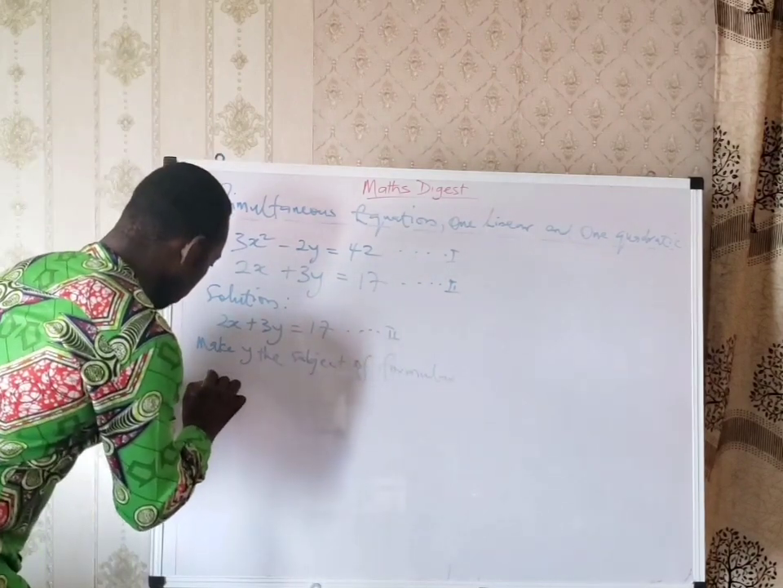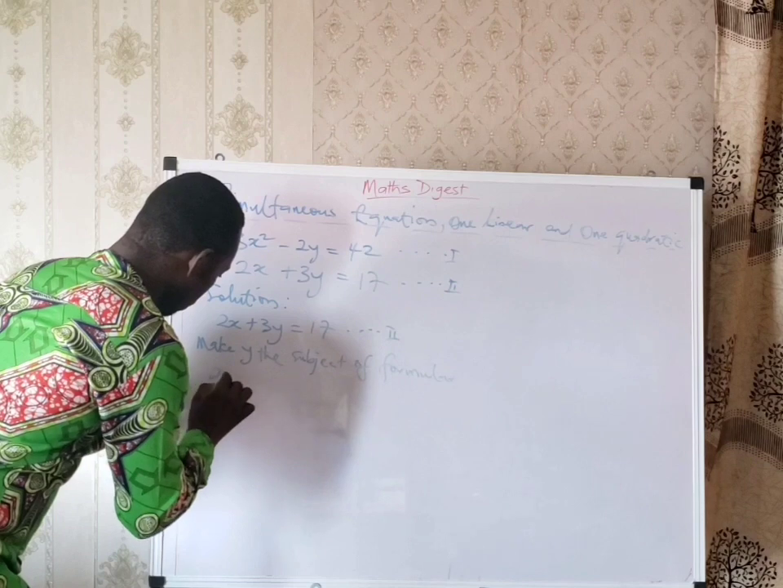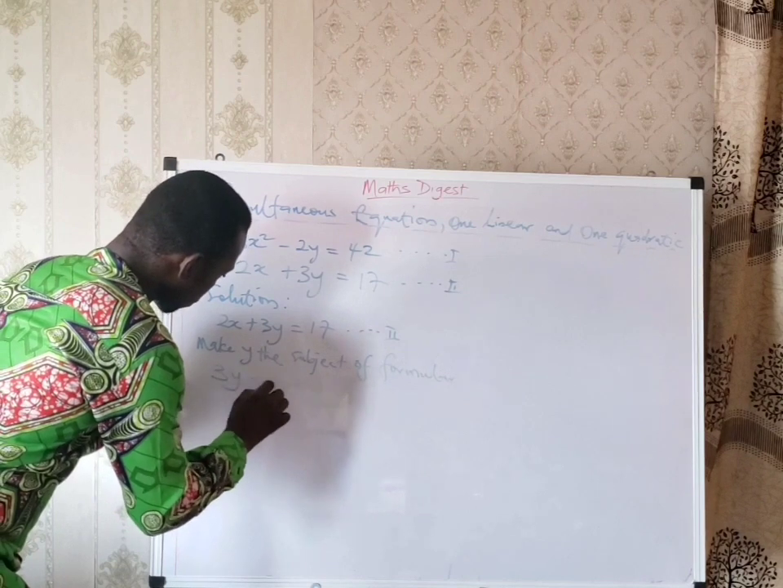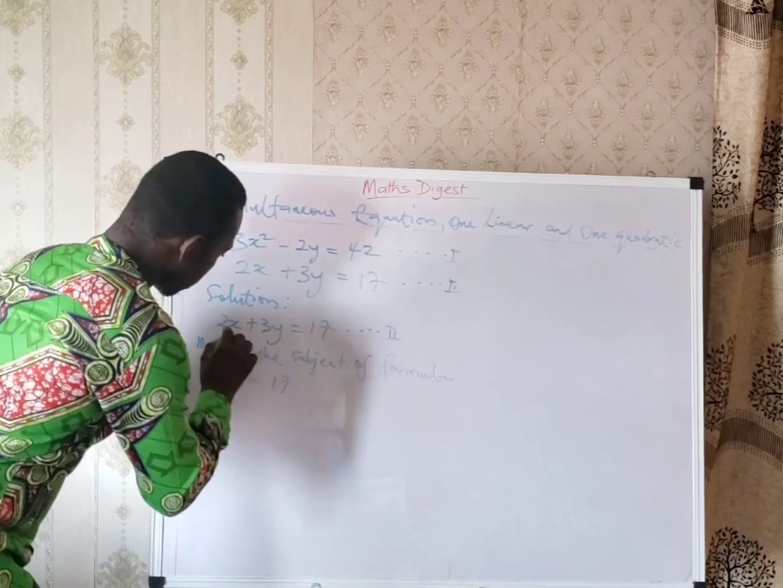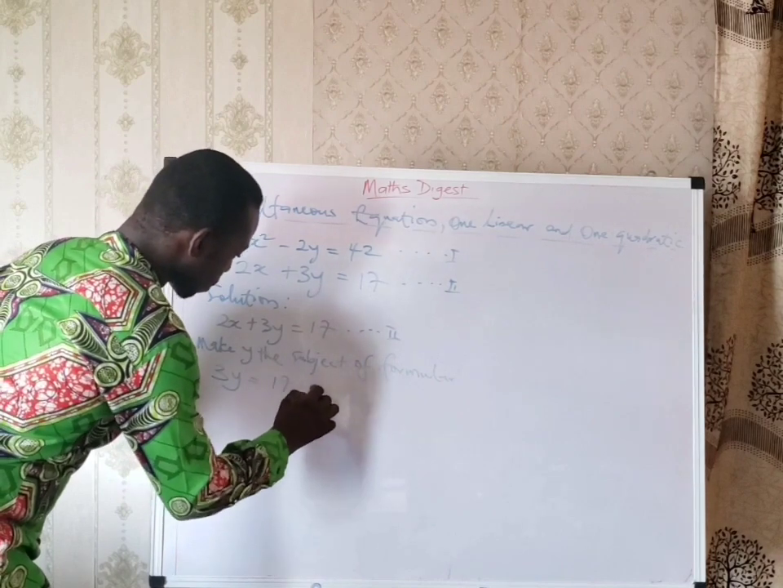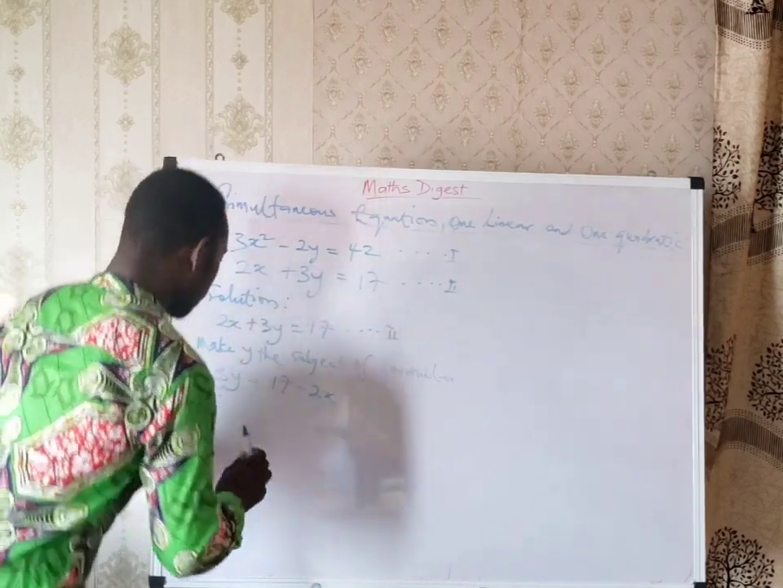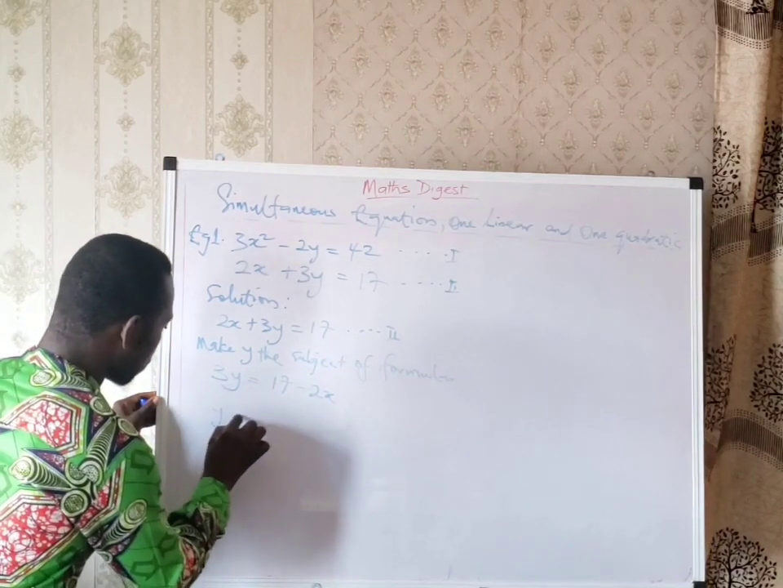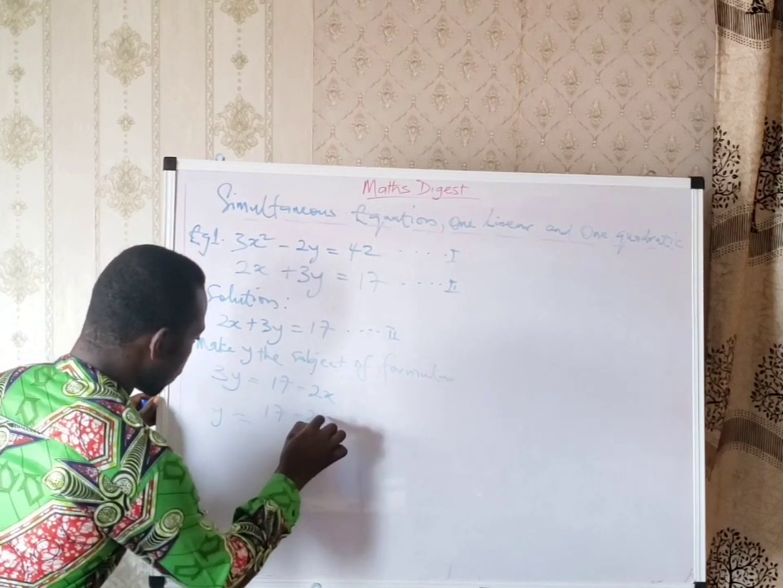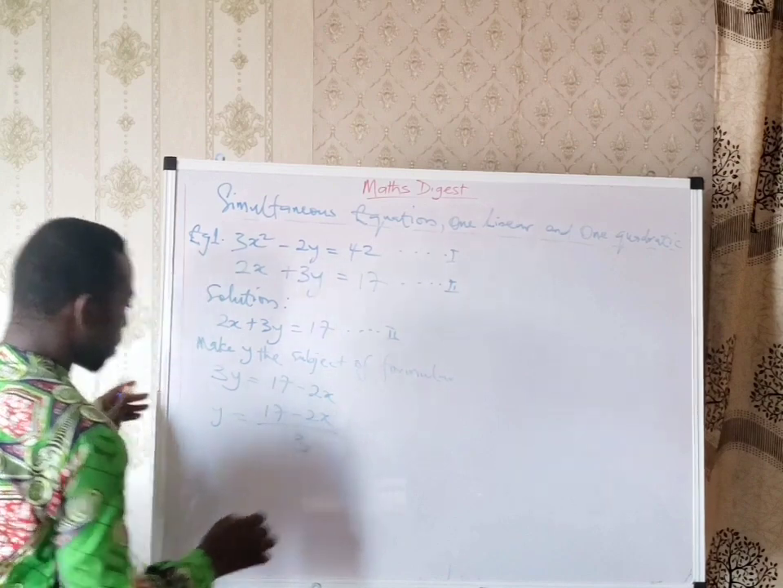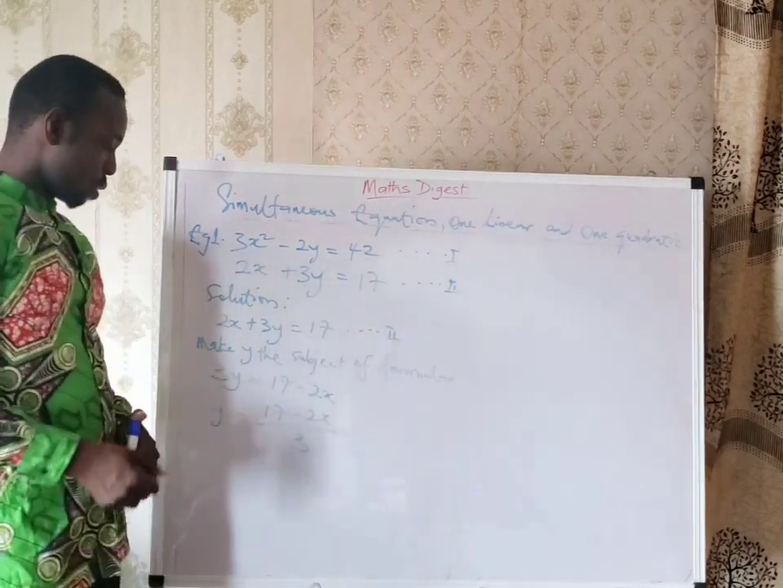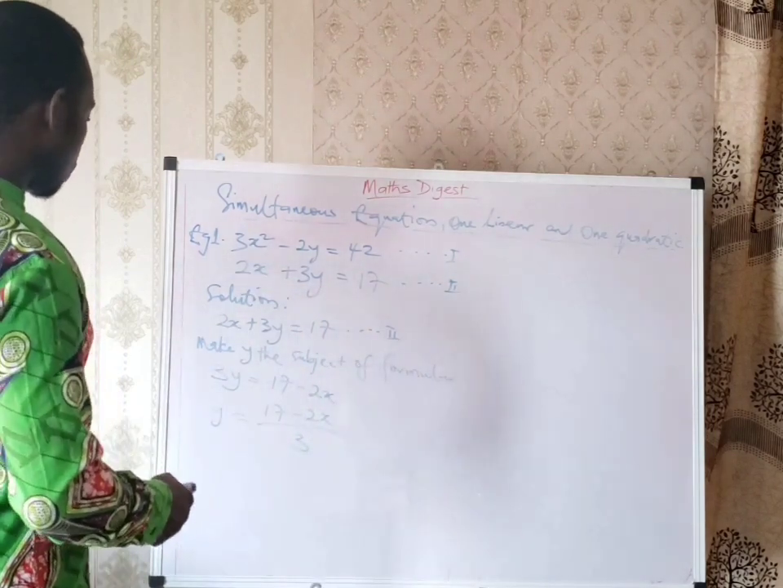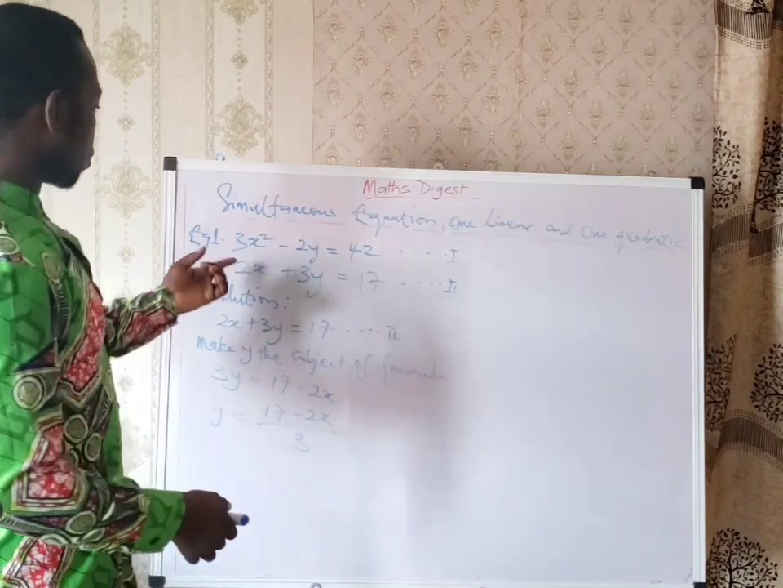Here we have that 3y equal to 17, and 2x crossing the equality sign will be minus 2x. Now we divide both sides by 3 so that this y can stand alone. We have y equal to 17 minus 2x all over 3. So with this, we have made y the subject of formula. Now from this, you can substitute for y equal to this in equation 1.